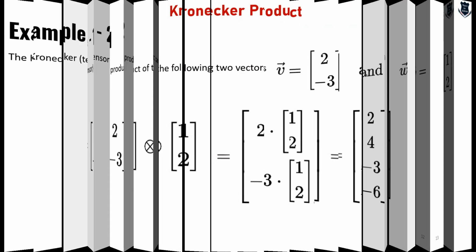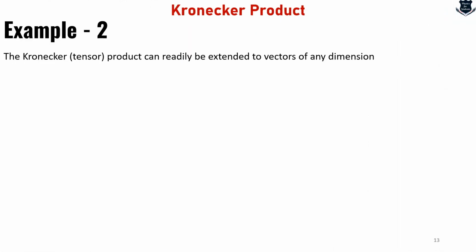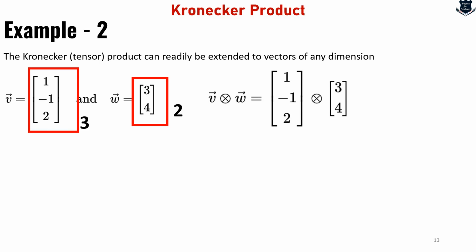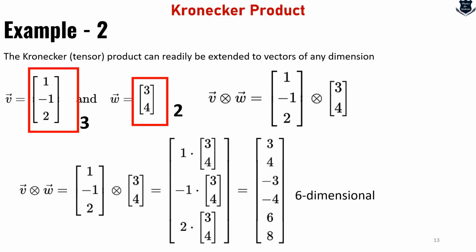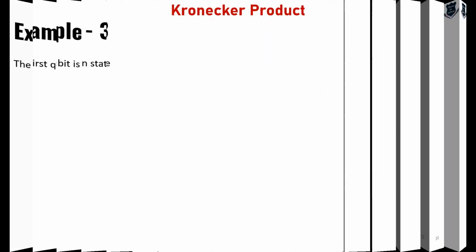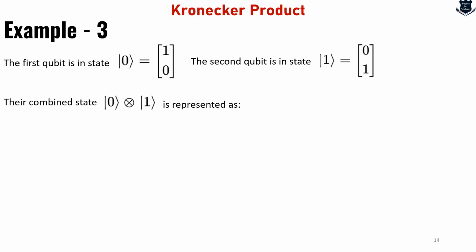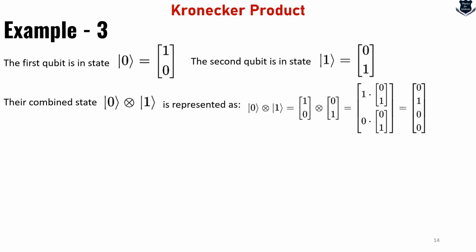I said that it can be extended to any dimension. For example, if I take a vector v which has 3 entries and w which has 2, this would ultimately result in this, and combining with a tensor product we get this. This is a final vector which has 1, 2, 3, 4, 5, 6 entries, so it is a 6-dimensional vector. From here we can understand that combinations of different dimensions are also possible. Now let us take this example in terms of qubits: the first qubit is in this state, the second qubit is in this state, and the combined state of this and this is represented by this one.